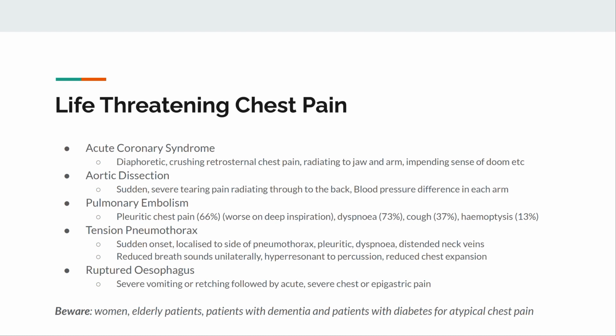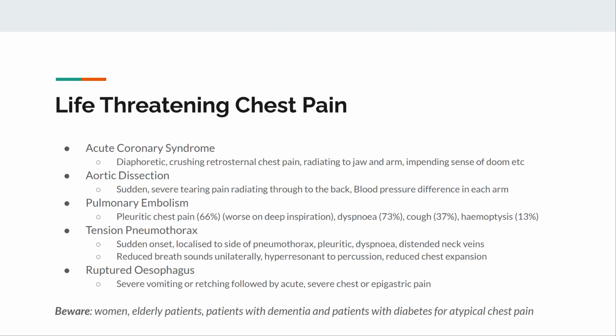In acute coronary syndrome, the patient will be diaphoretic with crushing retrosternal chest pain radiating to the jaw and the arm with an impending sense of doom. If it's NSTEMI or STEMI, there'll be a troponin rise with ECG changes. In an aortic dissection, there will be a sudden and severe tearing pain that radiates to the back, and there might be a blood pressure difference in the left versus the right arm.